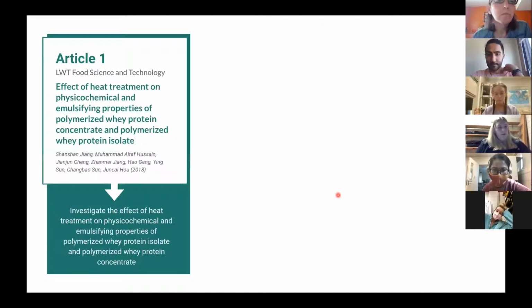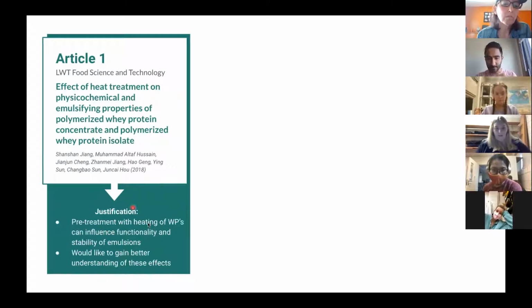So the first article is from LWT Food Science and Technology, and it looks at the effect of heat treatment on the structure and functionality in an emulsion of whey protein concentrate and whey protein isolate. These are the justifications. They want to look at the effects of pre-treatments and just get a better understanding of this. This is from 2018.